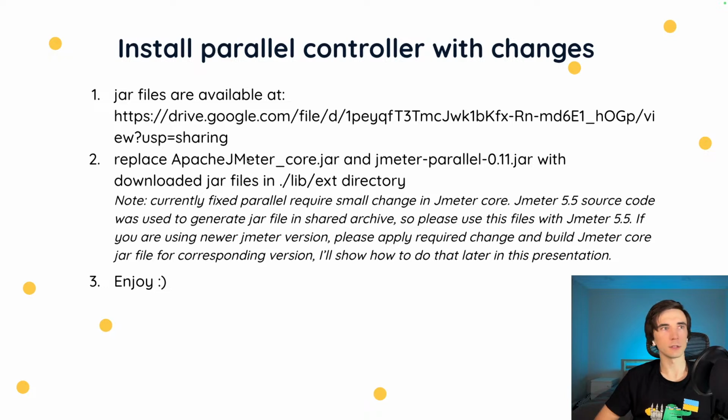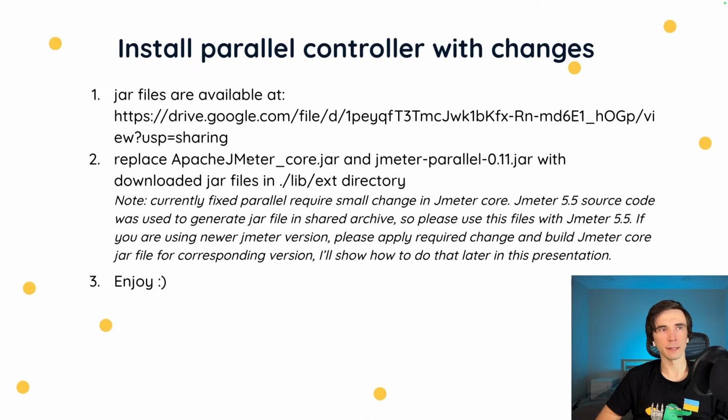If for some reason you specifically want to use a newer version like 5.6, 5.6.3 or whatever, you will need to add this small 2-line change in the JMeter core. I'll show you later at the end how to build the actual plugin and the JMeter core from the source.